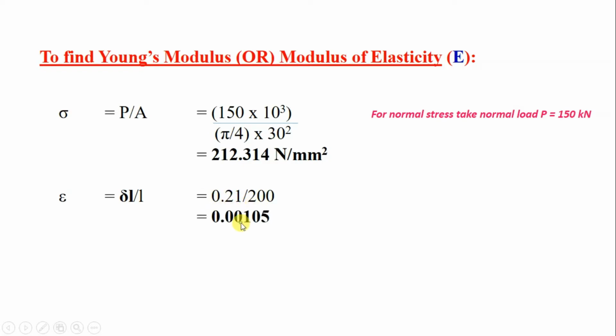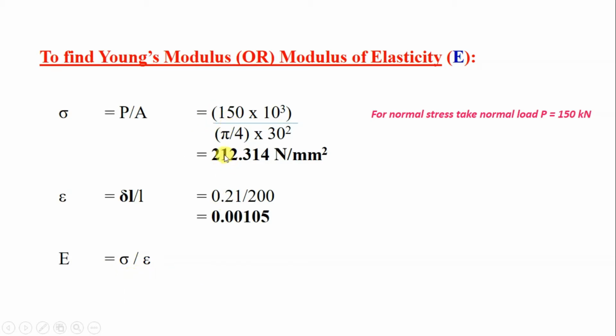So you're getting the strain value as 0.00105. Here the stress and strain has to be found, because to find the Young's modulus we want these two values, because that is the formula. E is equal to stress by strain, that is sigma by epsilon.